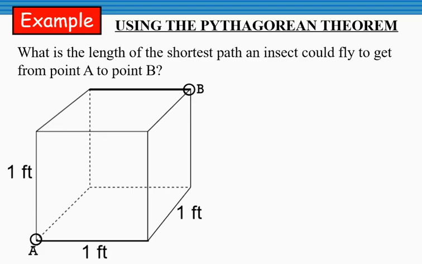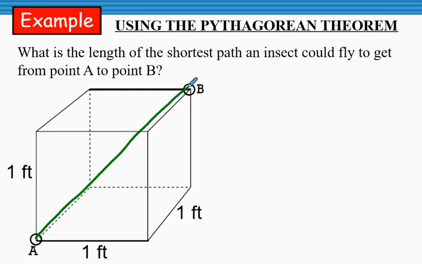Sorry. So the last example is kind of an interesting one. It gets asked a lot in ACT or SAT questions. The question is, what is the length of the shortest path an insect could fly to get from point A to point B? If this was like a box, you can think about it as a room. It'd be a very small room because it's 1 foot by 1 foot, but it'd be the same scenario. So I want to know, what's the shortest path from A to B? So I need to get from A to B, straight line.